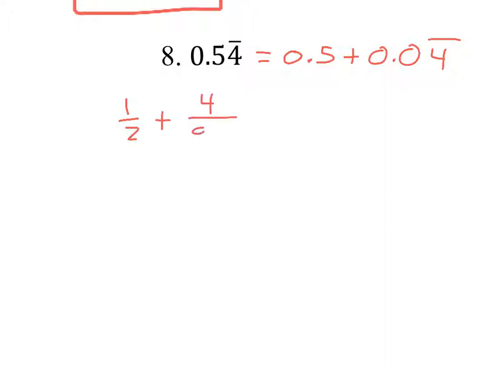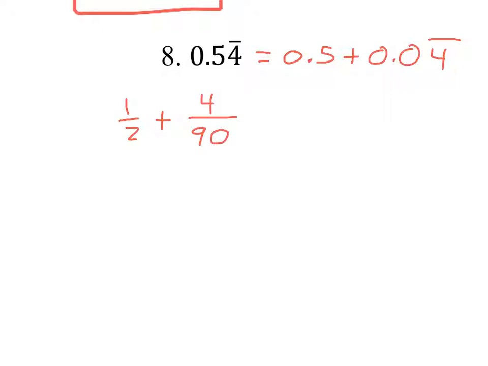Number 8 looks similar to number 6. So we have 0.5 plus 0.04 with only the 4 repeating. So this is 1/2 plus 1 digit repeating goes over a 9. But to move the decimal spot, we need to add a 0.